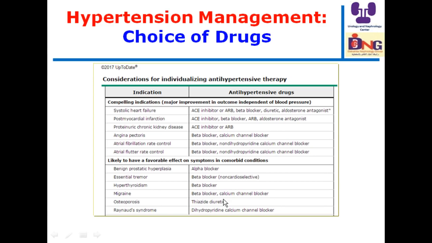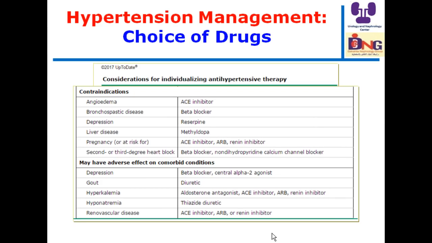Osteoporosis: diuretics, because of the hypocalciuric effect of thiazides, help in the management of osteoporosis. To overcome Raynaud's phenomenon, using a vasodilator like a dihydropyridine calcium channel blocker may help. These drugs are contraindicated in these situations.